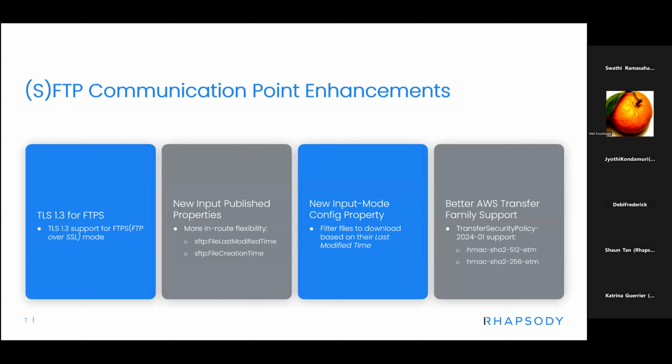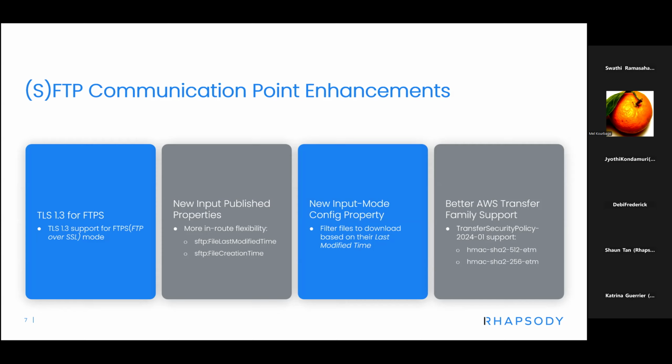So, SFTP communication point enhancements. Rhapsody 7.6 has quite a variety of enhancements for this communication point. The first, TLS 1.3 for FTPS, so that is FTP over SSL. Most of the rest of the engine has TLS 1.3, but because we use a different third-party library for the SFTP, that has so far just supported TLS 1.2. So it's finally getting TLS 1.3.